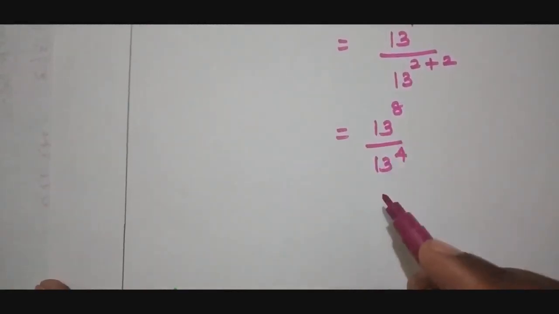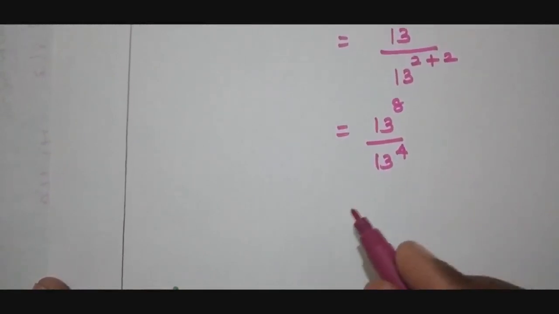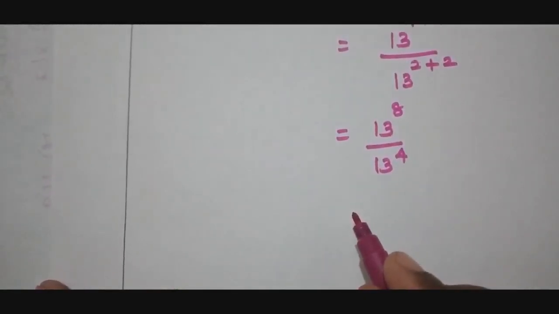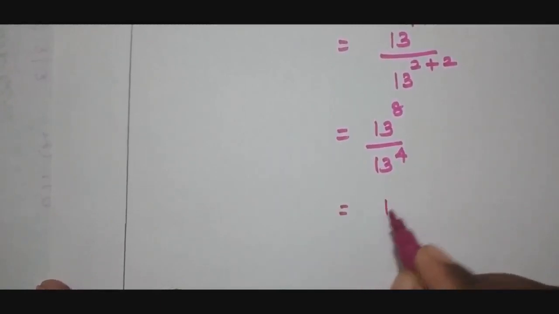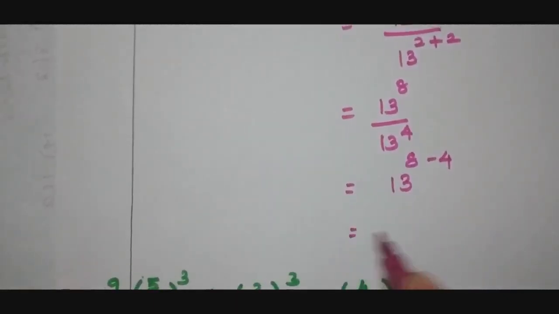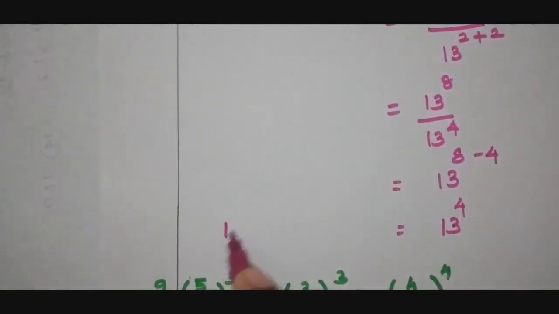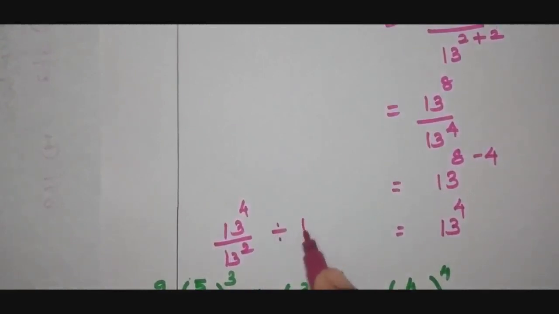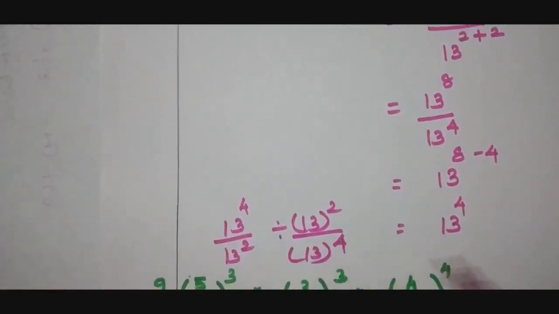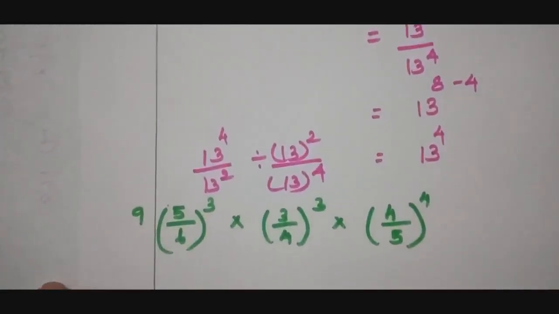Now these two are in division, so this is based on the rule a power m divided by a power n. So what's the value for a power m divided by a power n? Yes, a power m minus n. 13 power 8 minus 4. 8 minus 4 is 4. So the answer is 13 power 4 divided by 13 power 2 divided by 13 square by 13 power 4, which is equal to 13 power 4. Can you understand, children? Yes.